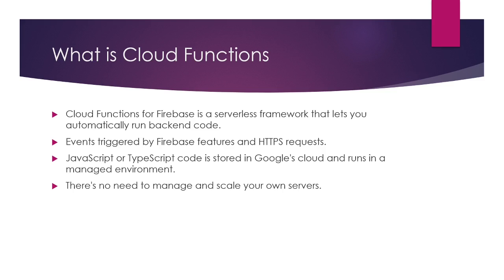So unlike the traditional way of writing backend code, cloud functions is a new way for Firebase to run your backend code. The backend events can be triggered by Firebase features, such as authentication, cloud storage, or cloud messaging, and also by the traditional HTTPS requests, which include GET, POST, DELETE, and PUT.